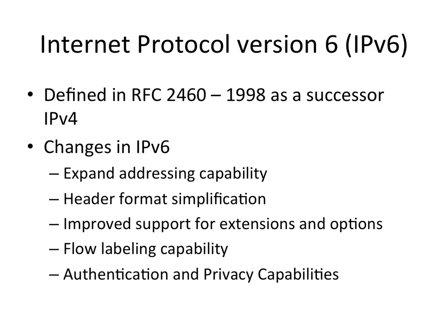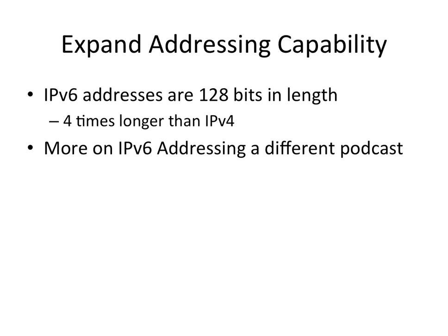The main changes in IPv6, which we'll talk about all these individually: we expanded the addressing capability, we made the header format better, we improved support for extensions and options, we added a flow labeling capability, and we added authentication and privacy capability. So the main reason we needed IPv6 when it was developed was because we were running out of IPv4 addresses. We've done some things we'll talk about later on to stem the tide on that, but that was the main motivator to have a new protocol.